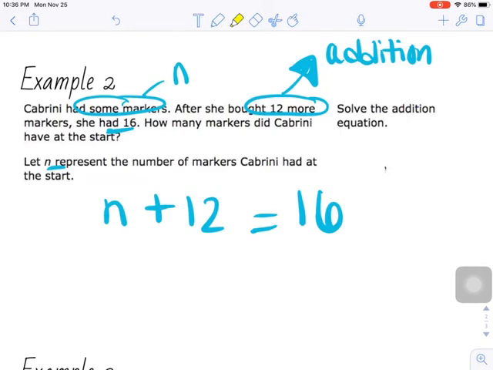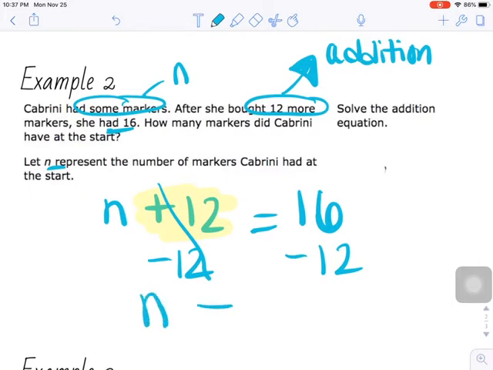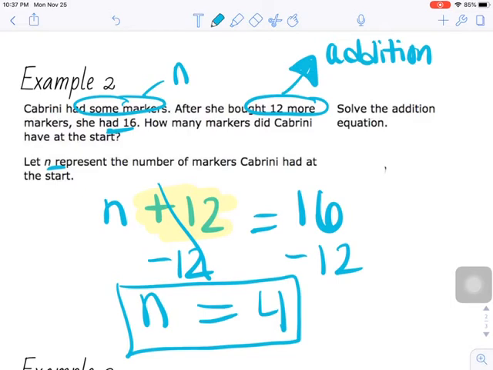Now, the operation I'm using, again, is addition. So to undo this operation, to perform its opposite, I'm going to subtract. So I'm going to subtract 12 from both sides, because remember, whatever I do to one side, I have to do to the other. These 12s cancel out because 12 minus 12 is just 0. So I'm left with N equals 16 minus 12, which is 4. So she had 4 markers at the start.